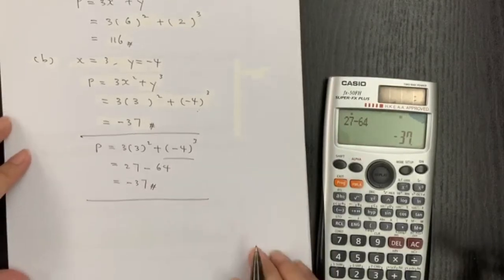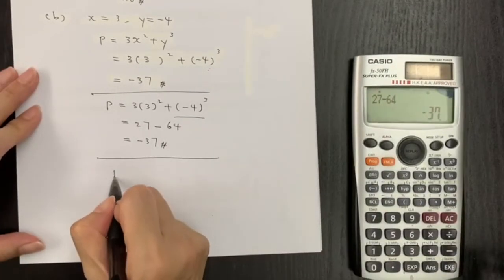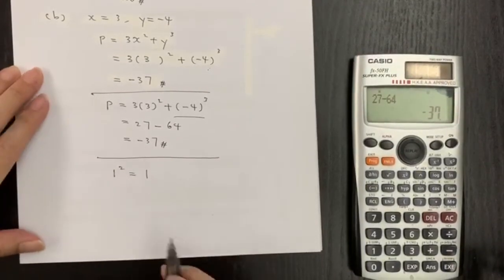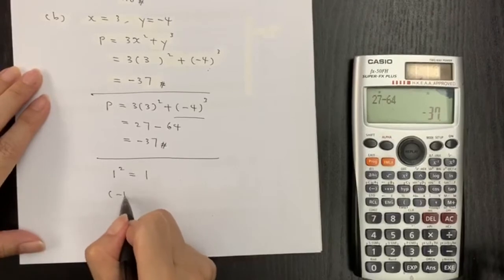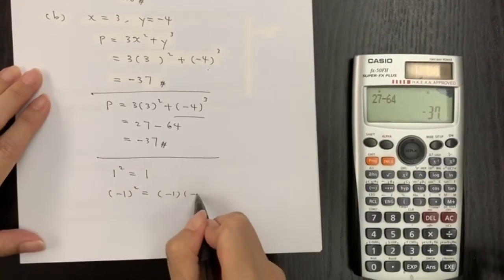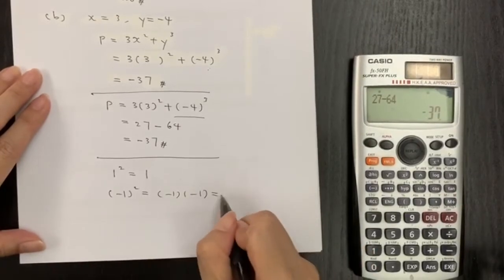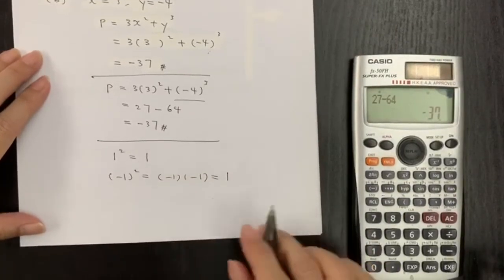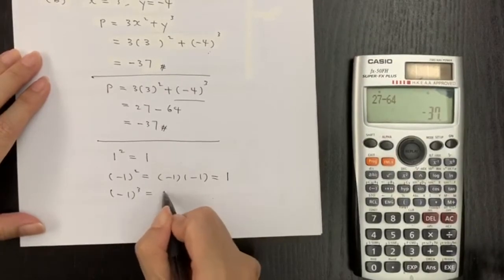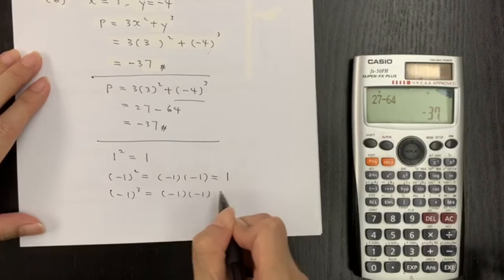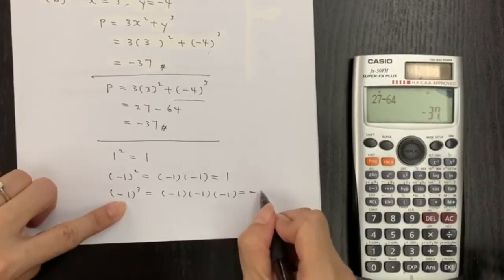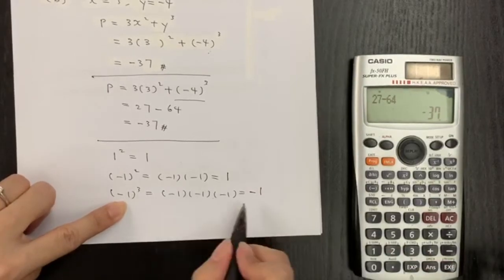Okay, let's take a look at this situation. So you know 1 squared is always equal to 1. That is 1 times 1. But what about minus 1 all squared, which is what? Minus 1 times minus 1, it becomes plus, positive. Alright, so what about if it is minus 1 to the power 3? So that will be minus 1, minus 1, and then minus 1. This is minus 1, which is negative, right?